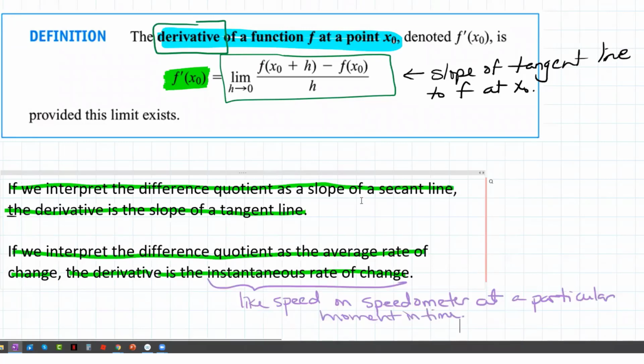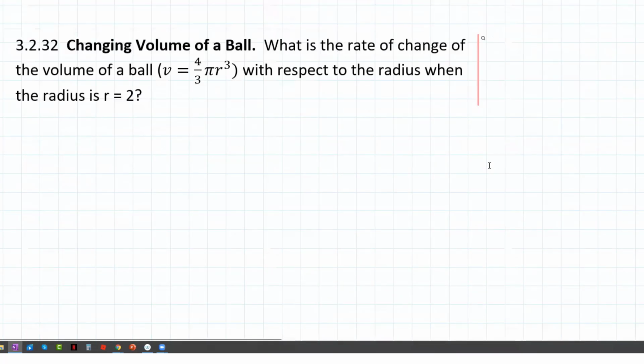So the vocabulary is going to be really important because when you read a question, you need to know if they're asking you for just the difference quotient, just the slope between 2 points, or are they asking you for the limit of the difference quotient? Those are the two possibilities. So let's look at this example. Changing volume of a ball. What's the rate of change of the volume of a ball with respect to the radius at the moment that the radius is equal to 2?